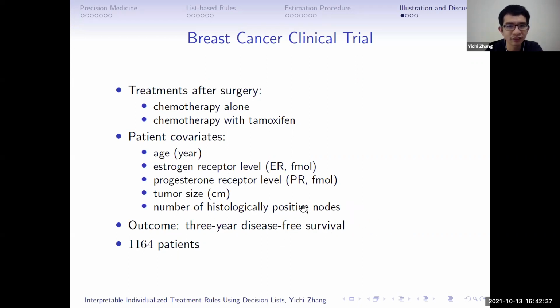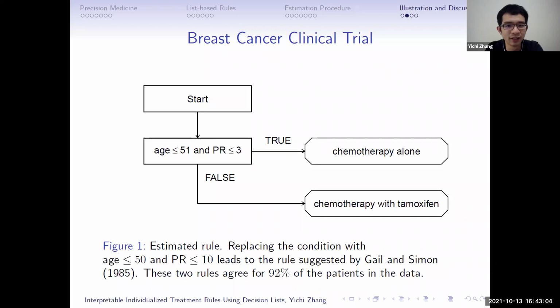And although this is a survival outcome, a nice feature in this data set is that we only have one censored observation. So we just remove that, and because we have more than 1,000 patients, we believe that a single censored observation shouldn't matter much on our results. And this is the rule estimated using the methods that I discussed previously.